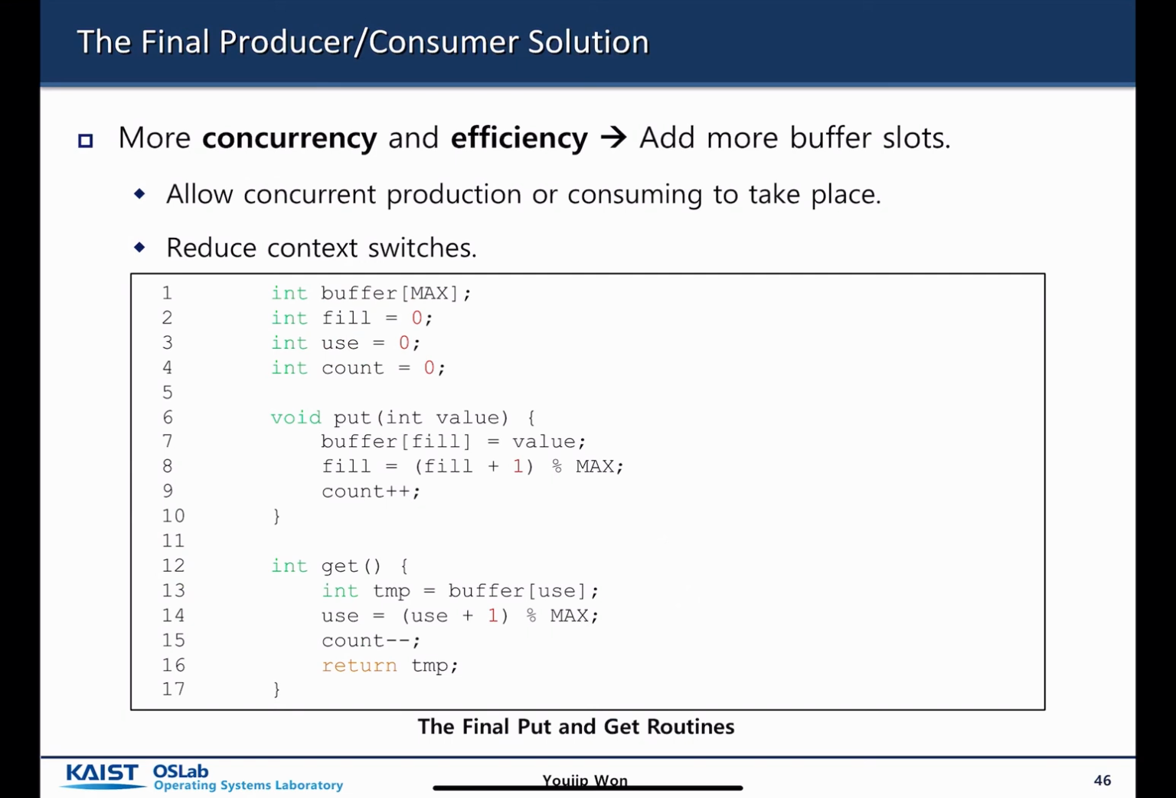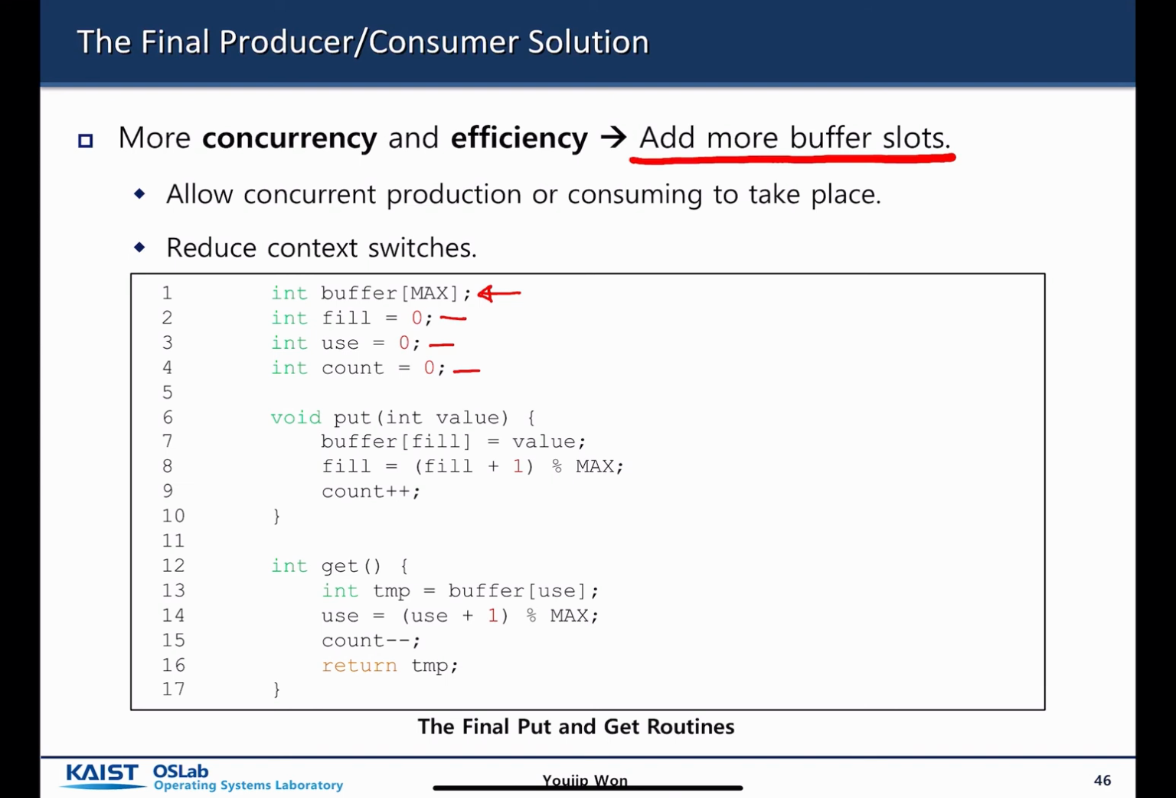So we would like to introduce more concurrency to the number of threads. So we're going to add more buffer slots to allow concurrent production and concurrent consuming to take place. And this is to reduce the context switches as well. Here, now the buffer is an array of integers, and there is a fill count, and this is the use count, and there is count.